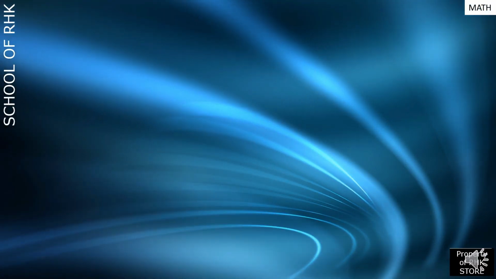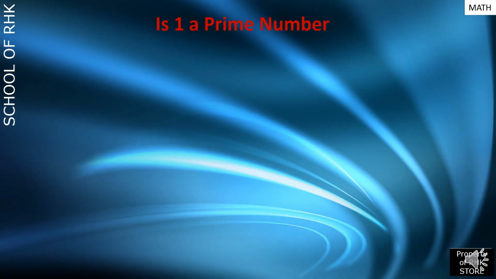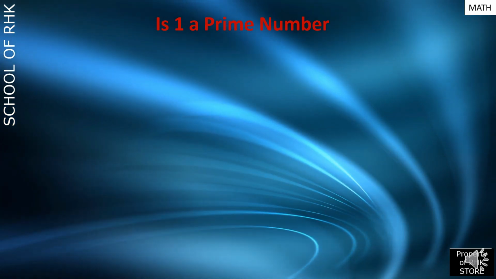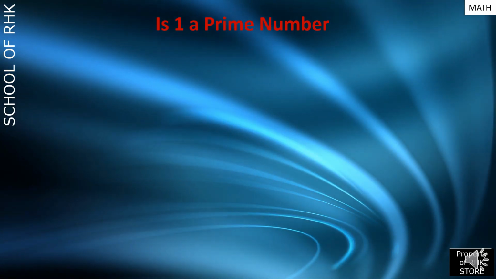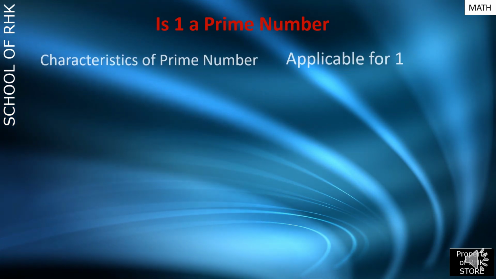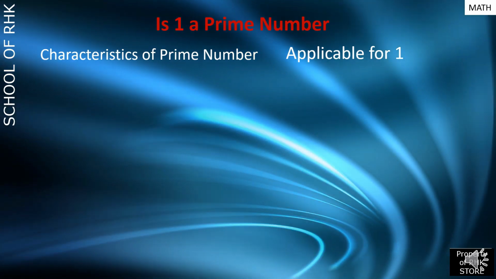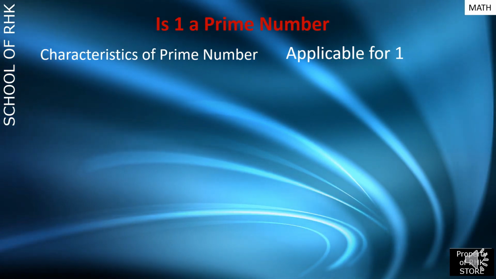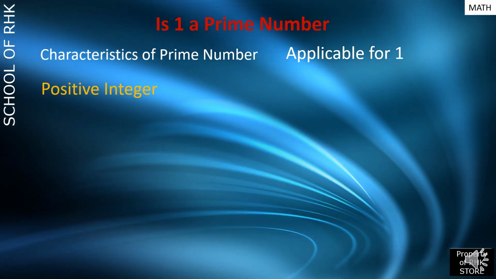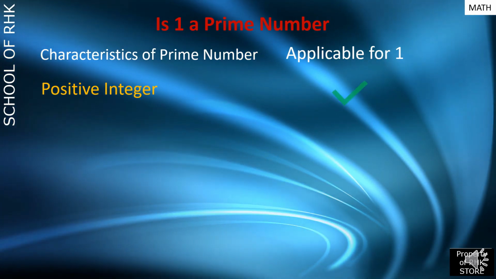Now, the question may arise, is 1 a prime number? To understand whether 1 can be included in the prime number or not, we analyze 1 in context of the characteristics of the prime number. The first characteristic of a prime number is that the number must be a positive integer. 1 is a positive integer.